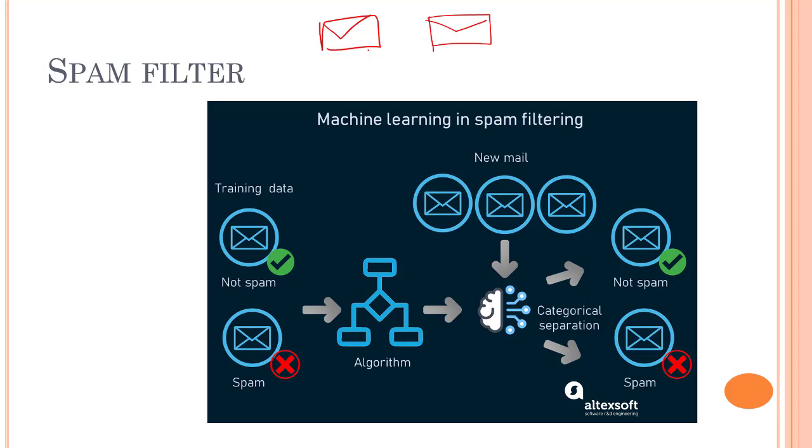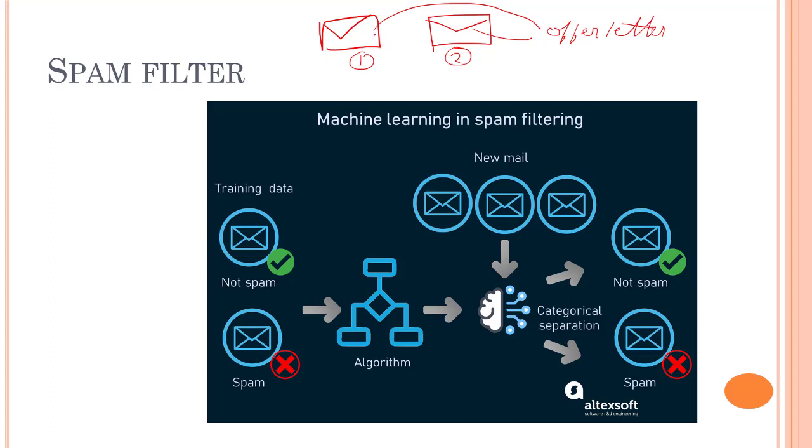So both are received, both are offer letters from some company. This is mail one, this is mail two. And you have to know which is spam and which is the accurate one.